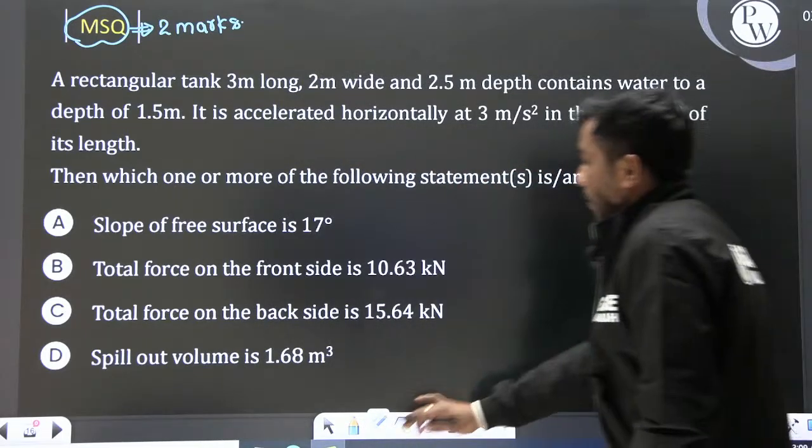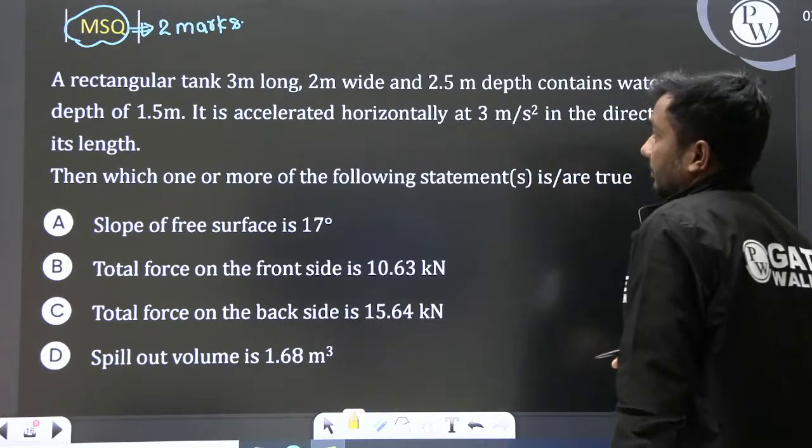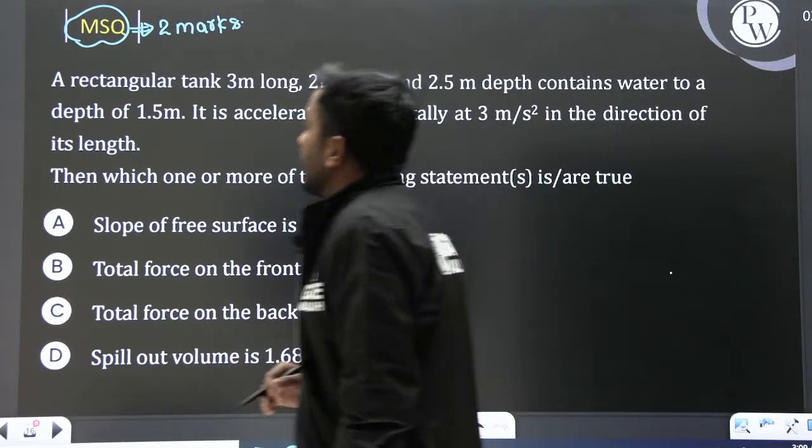I should start from the starting. Clear? From chapter 1, properties of fluid. Okay. So first we need the question.